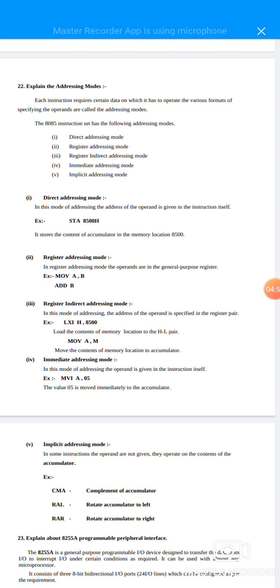First one is direct addressing mode. In this mode of addressing, the address of the operand is given in the instruction itself. For example, STA 8500H stores the content of the accumulator in memory location 8500. Second is register addressing mode. In this addressing mode, the operands are in the general purpose registers. Example: MOV A, B; ADD B.